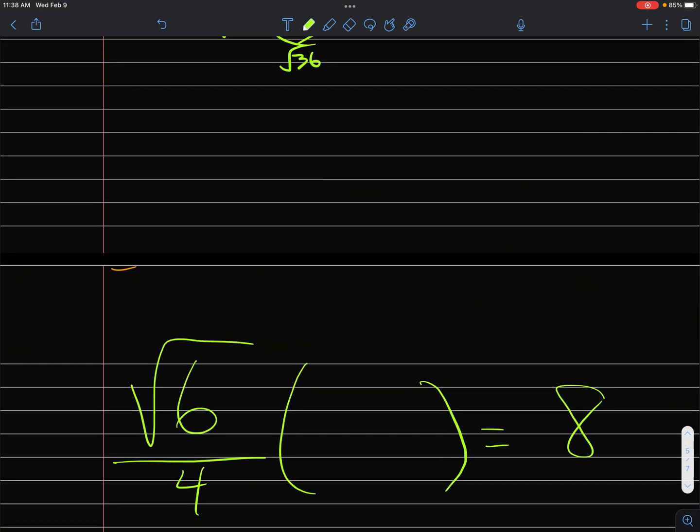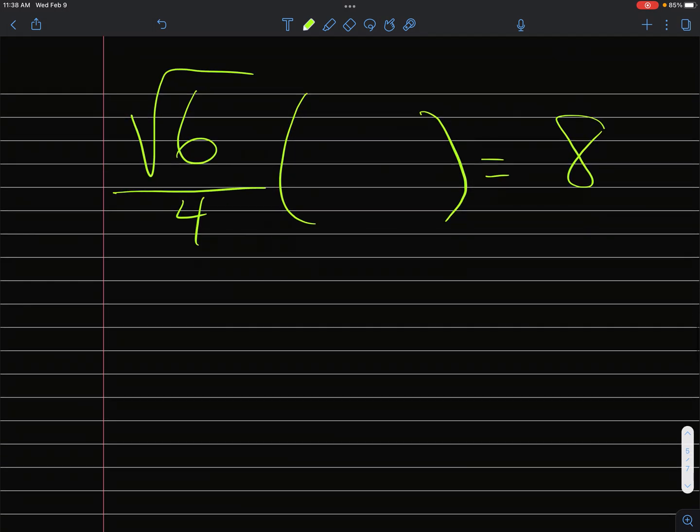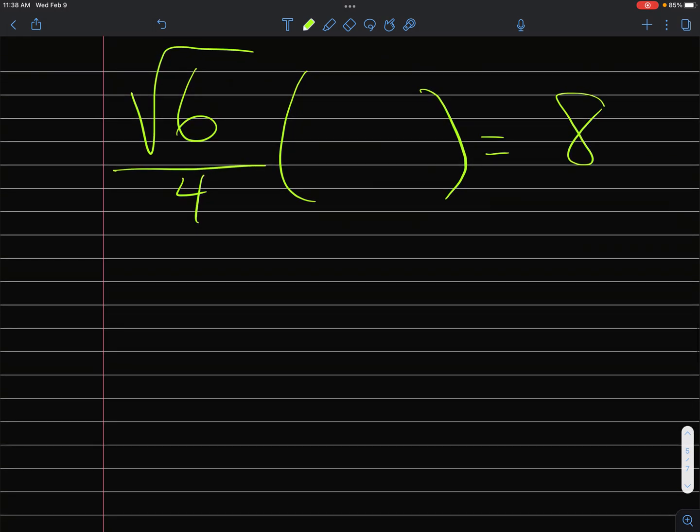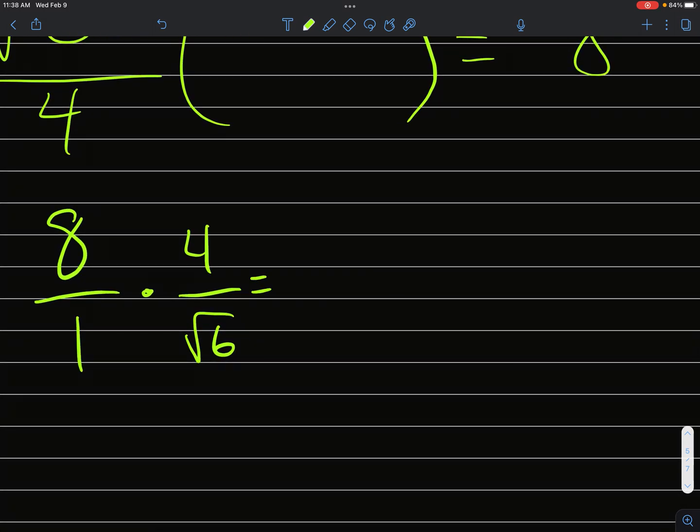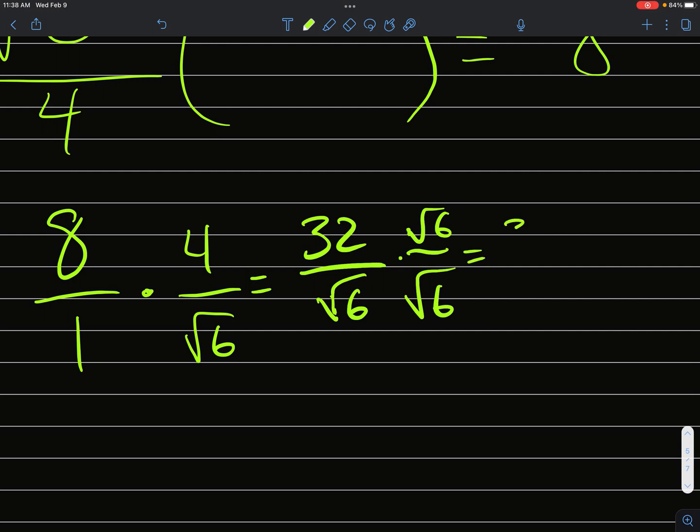Oh no, a fraction. I'm going to multiply by the reciprocal. 8 over 1 times... No! Times 4 over radical 6. I get 32 over radical 6, times the top and bottom by radical 6. I get 32 over 6.